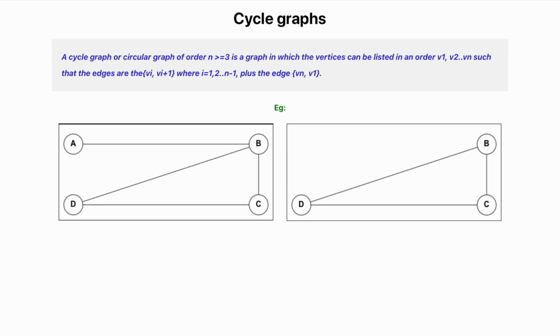A cycle graph can be characterized as a connected graph in which the degree of all vertices is 2. If a cycle graph occurs as a subgraph of another graph, it is a cycle or circuit in that graph.